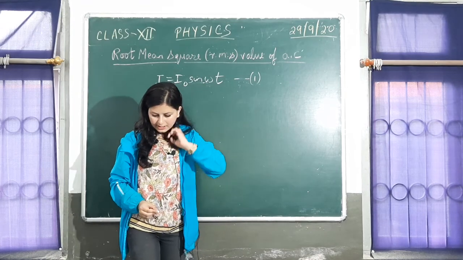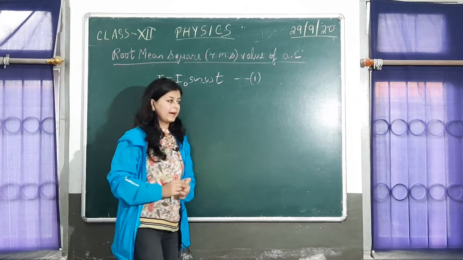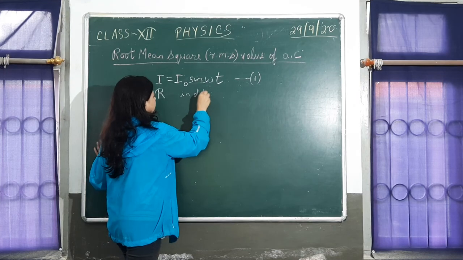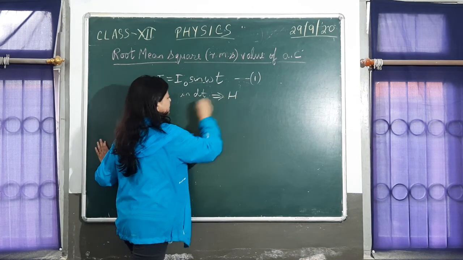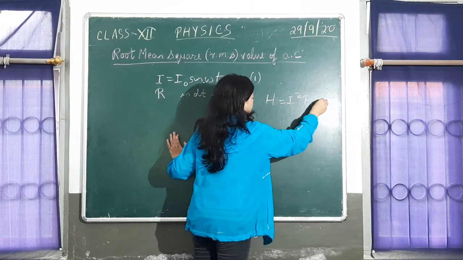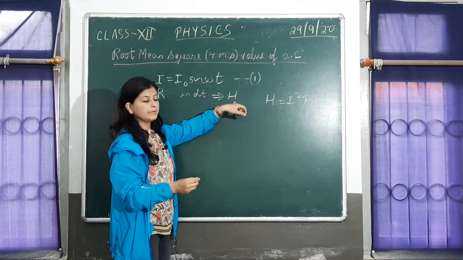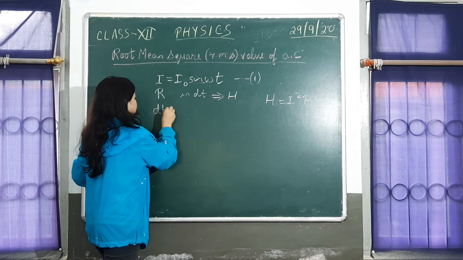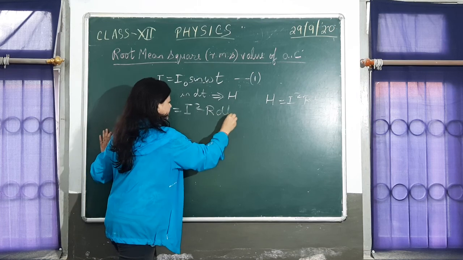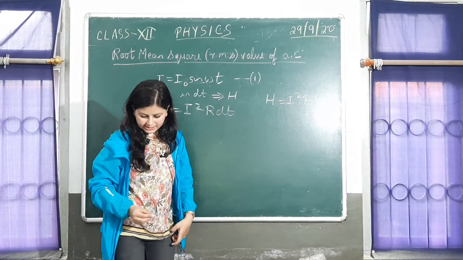In a small time dt, the amount of heat produced in R is given by, so if you take a small interval of time dt, some amount of heat will be produced, and you know from Joule's law H = I squared R t, but since we have taken a small interval of time, the heat generated will also be a very small value. So dH = I squared R dt. This is the formula for heat generated in a very small interval of time dt.